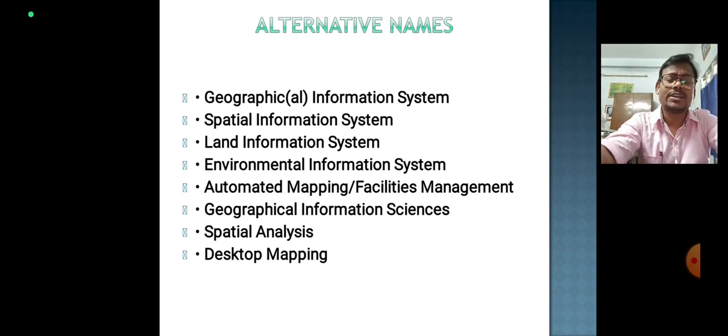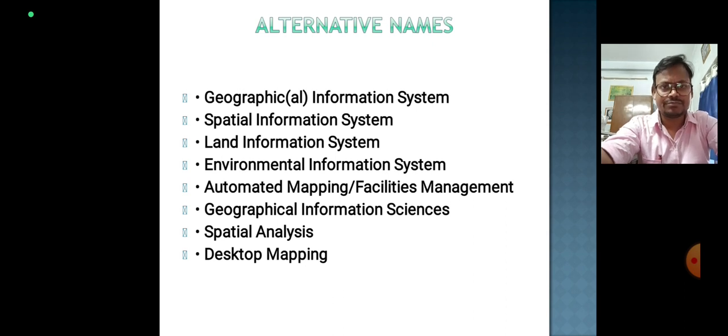Alternative names: GIS is also called geographic information systems or spatial information system, land information system, environmental information system, automated mapping or facilities management, geographical information sciences, spatial analysis, desktop mapping.